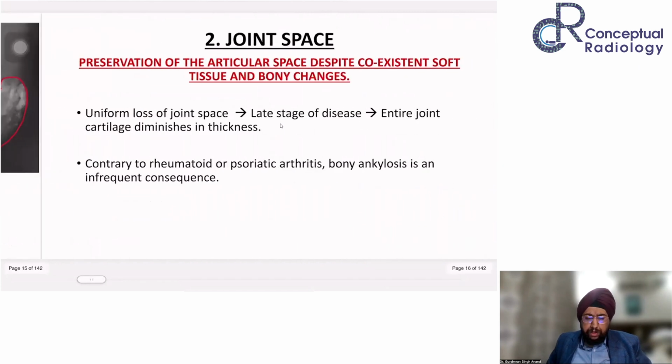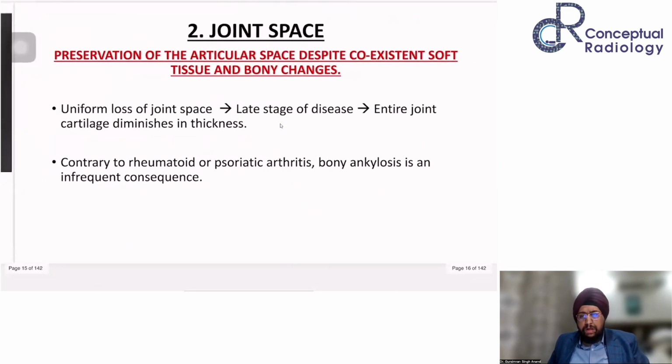Now, a very important point you have to remember here is that even till the late stages of the disease in gout, the joint space is preserved. Even if you have coexistent soft tissue changes, your tophi, plus your juxtaarticular erosions, the joint space may still be preserved till the late stage of the disease. In the late stage, you will have uniform loss of joint space, because there will be complete cartilage loss.